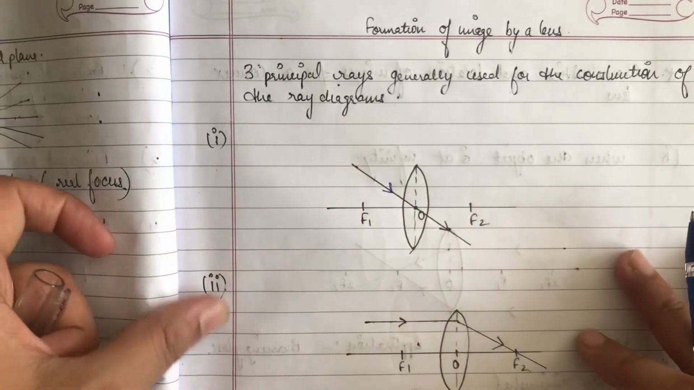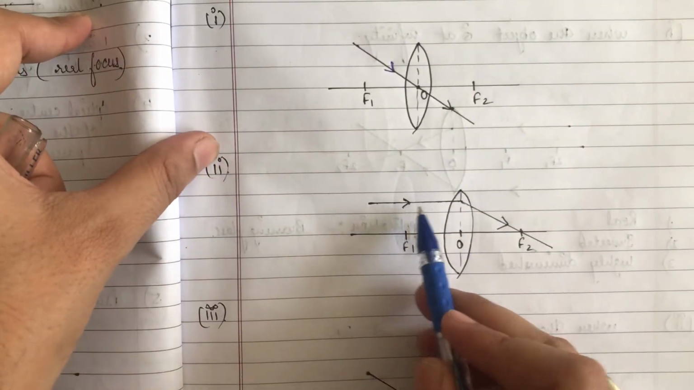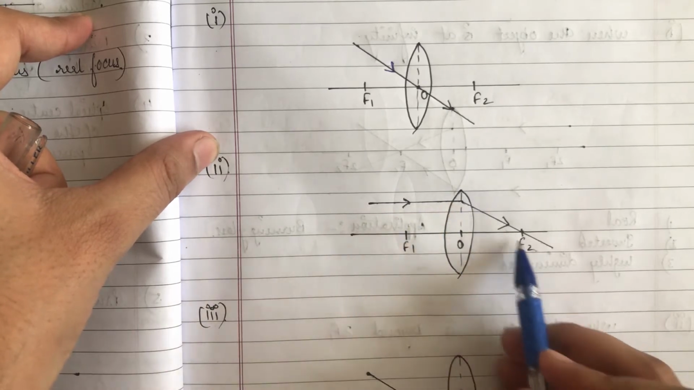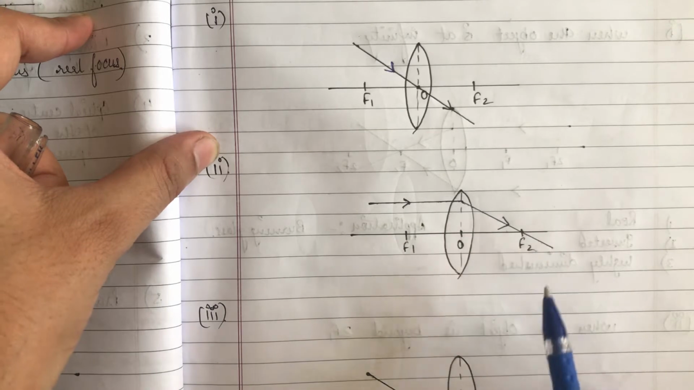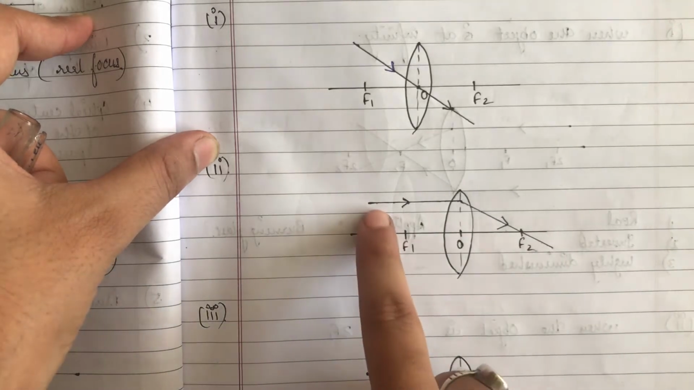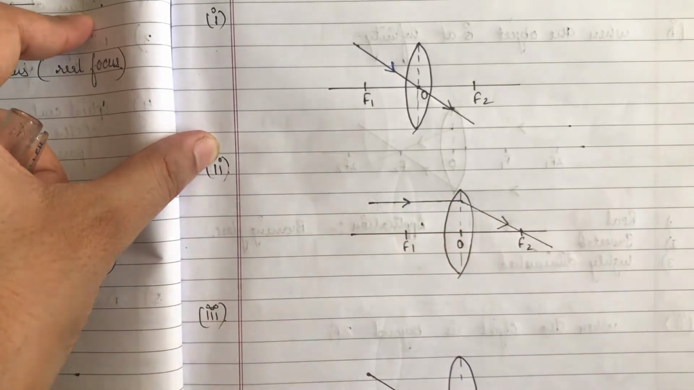Now our second rule is, if a ray of light is parallel to the principal axis, it passes through the focus. This is our second rule. If a ray of light is parallel to the principal axis, it will always pass through the focus.